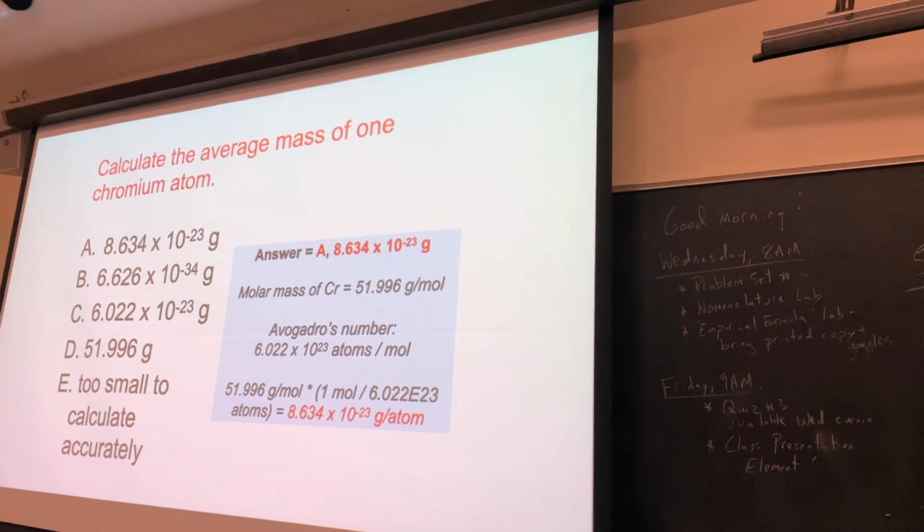But anyway, if you see anything about mass of an average atom, it's what you do: molar mass of the element divided by Avogadro's number. Cool. Questions?